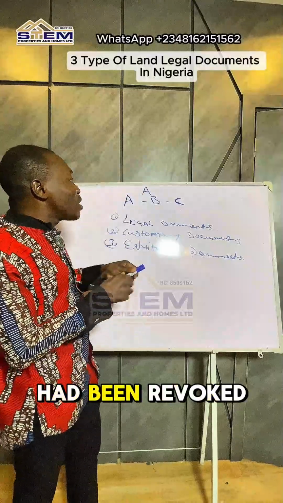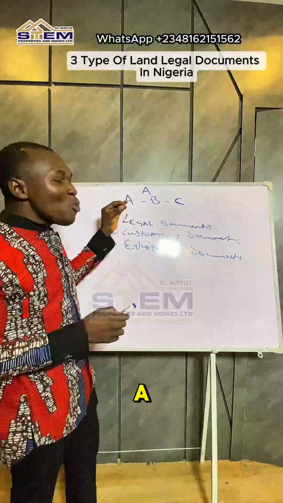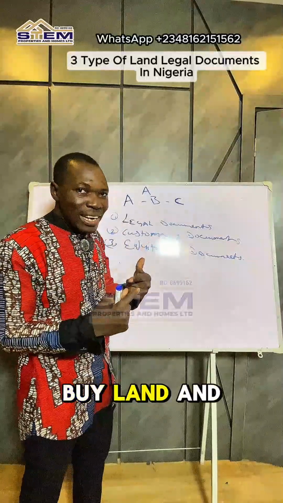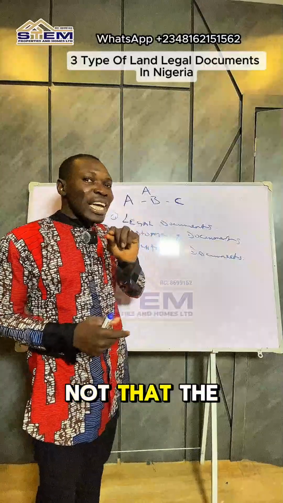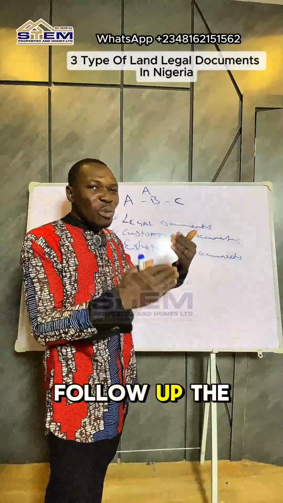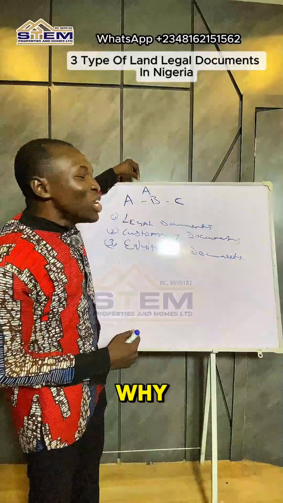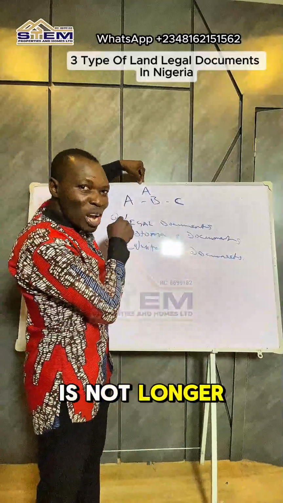Since the land had been revoked from this Mr. A and sold to this Mr. A, most people buy land and at the end of it they hear your land has been revoked. It's not that the land is fake, but it's because you refused to follow up with due diligence. That's why you fall into this Mr. A, with whom the property is no longer again.